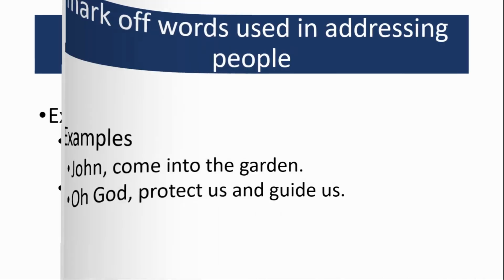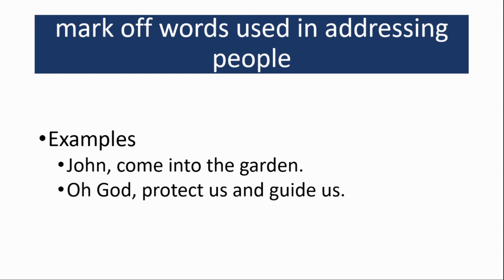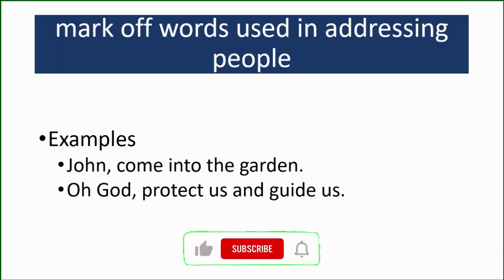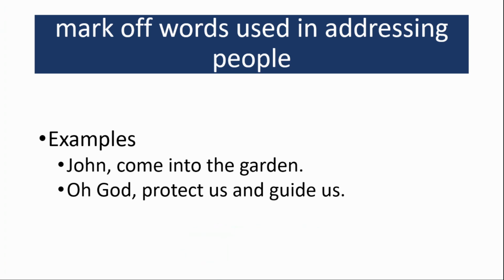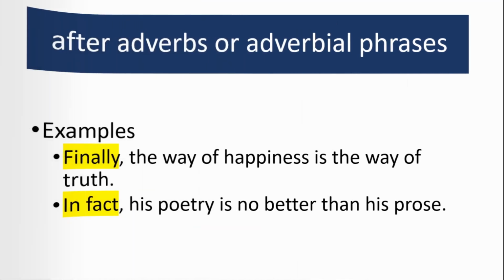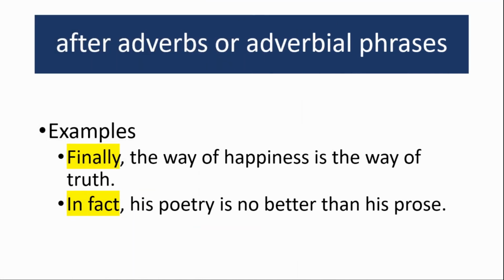Comma is used to mark off words used in addressing people. For instance, John, come into the garden. O God, protect us and guide us. Comma is used after adverbs or adverbial phrases. For example, finally, the way of happiness is the way of truth. In fact, his poetry is no better than his prose.